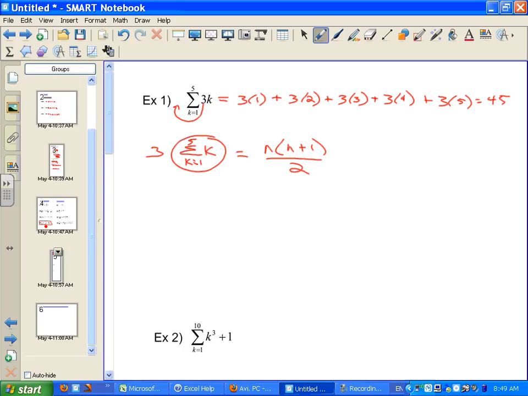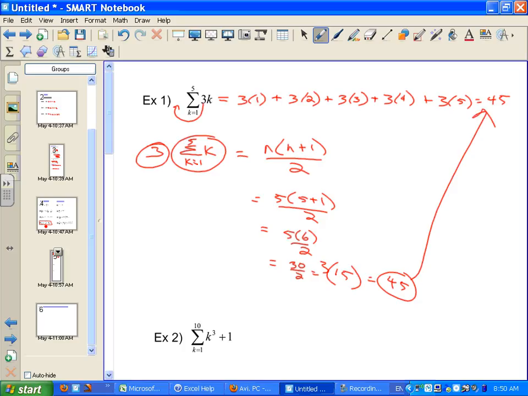What's n? 5. So I'm going to get 5 times 5 plus 1 over 2. That's 5 times 6 over 2, that's 30 over 2, that's 15. Times the 3 that was out there, that's 45. So you end up getting the same thing as if you would have added them all up. Now that seems like more work when I'm only going 1 to 5. That is a lot less work when I'm going 1 to 3005.